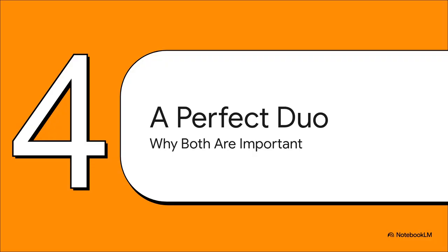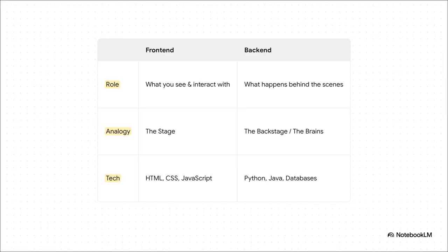At the end of the day, neither one of these can work without the other. It's a true partnership. You need a beautiful, easy-to-use front end so people know what they're doing, and you need a powerful, lightning-fast back end to actually make it happen. A gorgeous site that takes forever to load is just as bad as a super fast site that's a nightmare to navigate. They have to be a perfect duo. So let's just recap it super quick. The front end, that's what you see and interact with. It's the stage built with HTML, CSS, and JavaScript. The back end, that's everything happening behind the scenes. It's the brains, running on things like Python and huge databases. One is for the show, the other is for the smarts.